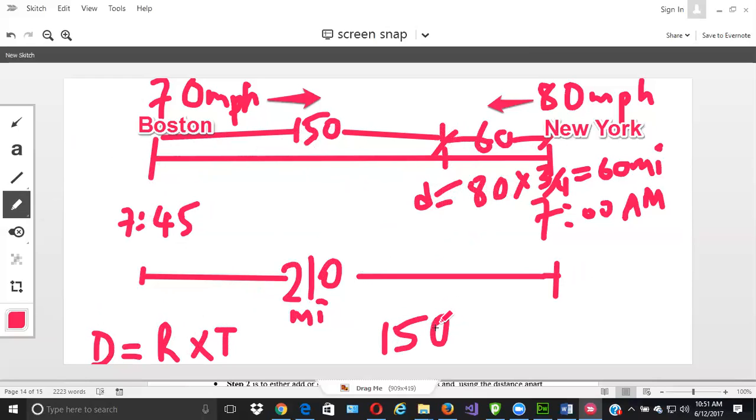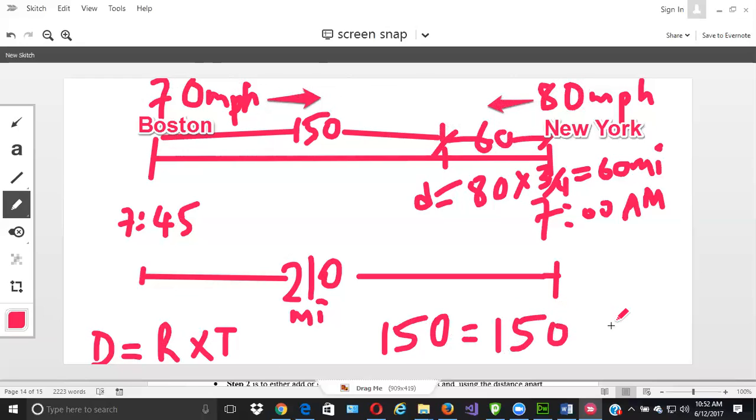And then the rate that you plug into the formula is the combined rate, or the relative speed. So the relative speed, if two trains are traveling toward each other, you add up the speeds of each train. So 70 plus 80 will give us 150 miles per hour total. So they are covering this distance at a relative speed of 150 miles per hour. So that's what we plug in for the rate, 150.